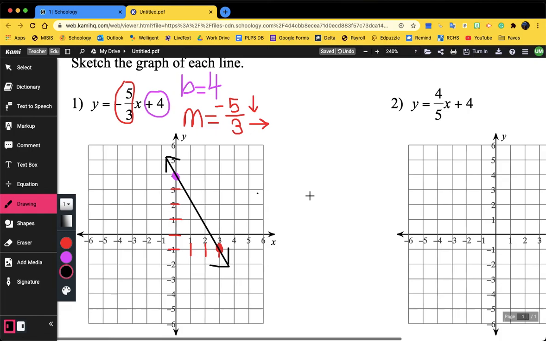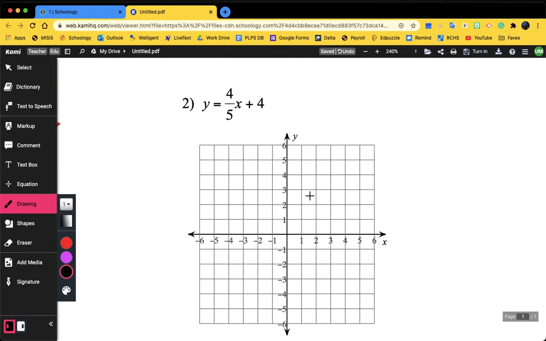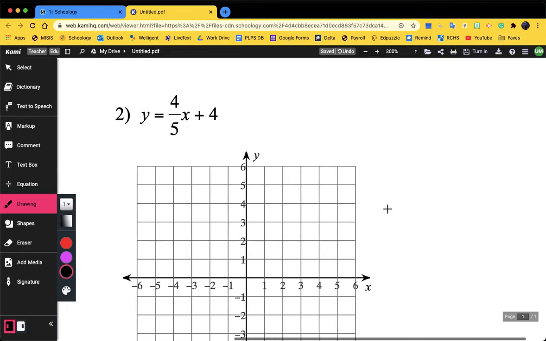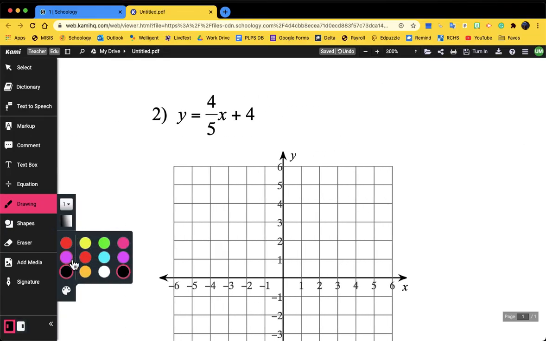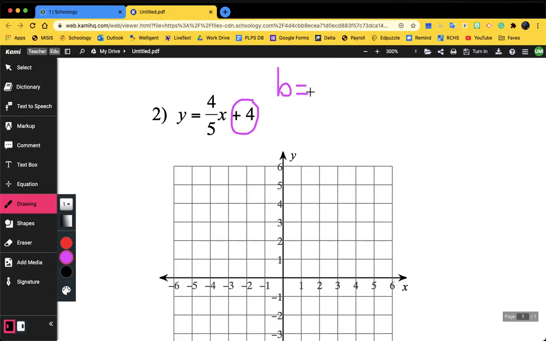So I'm going to use my mouse pad and move over to the right here, and I'm going to do number 2 now. Zoom in a little bit. Move the mouse pad over. I'm going to click on pink, and I'm going to find B first. B is equal to 4. I'm clicking and dragging to make these lines. And my M, between y equals mx plus b, M is equal to 4 over 5, right?